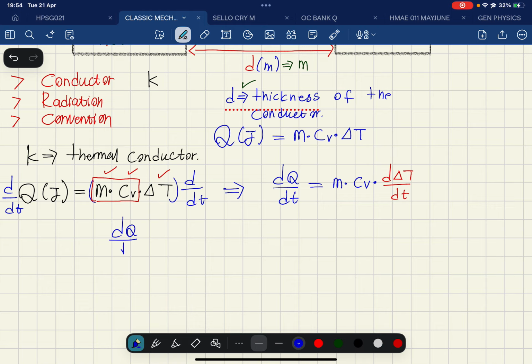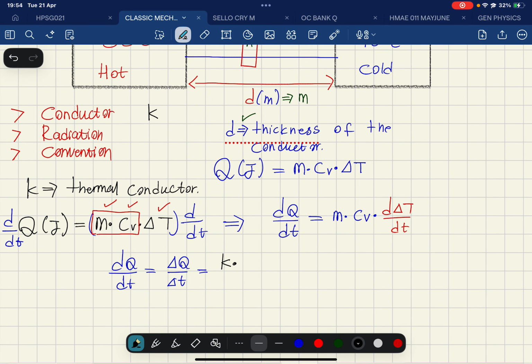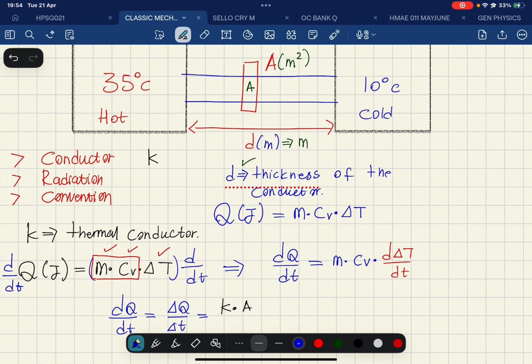dQ over dt, which is the same as the change in what? The change in heat over the change in time, which is the same as the gradient we are deriving, is equal to what? Is equal to K, which is my thermal conductivity, multiplied by A. What is A? A is the area of the conductor. This is our A here. And also multiply by the change in temperature. Understand?